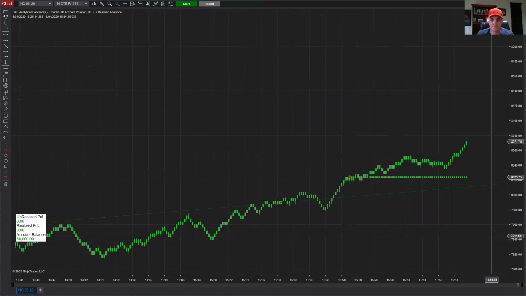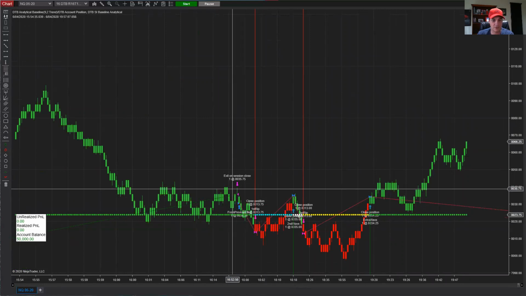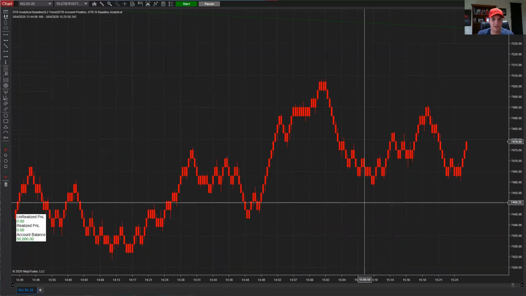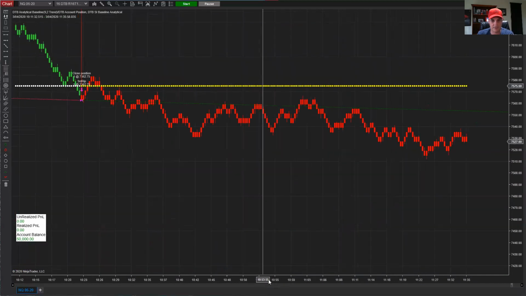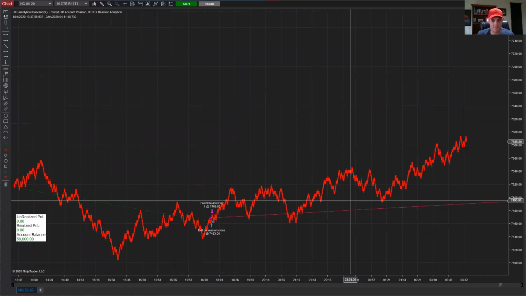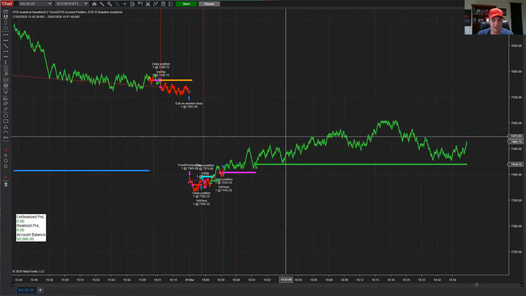Actually, it ran all the way to session close. So that was a really good indication of a long position just running. And the same thing happens all the time. So you're going to have positions that run for extensive periods of time.